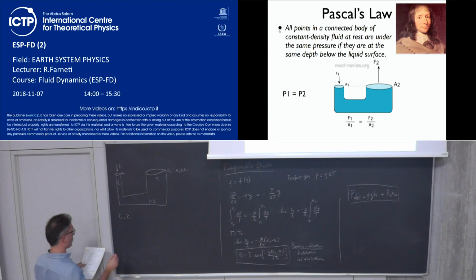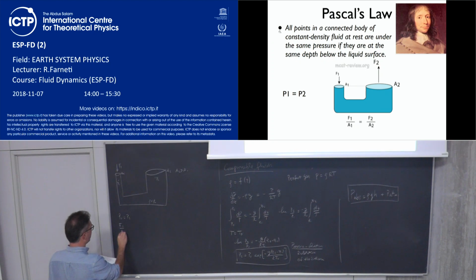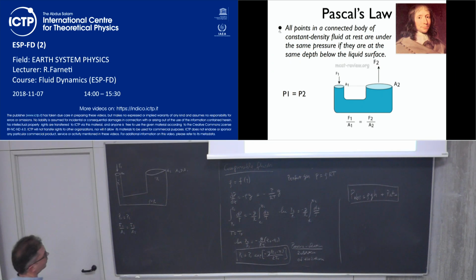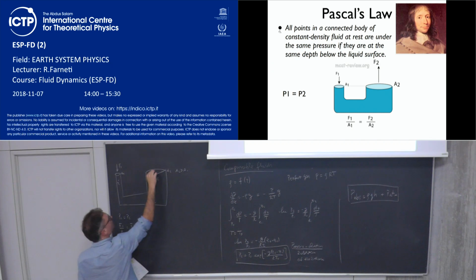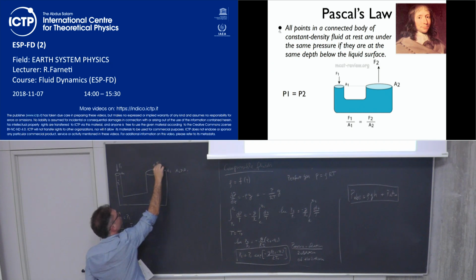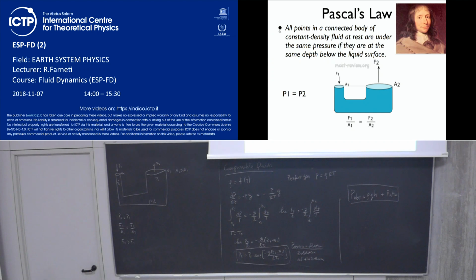So pressure is force per unit area, so we have F1 over A1 equals F2 over A2. Okay? But A2 is larger than A1, so A2 over A1 is larger than 1, so this means that F2 must be larger than F1. F2 is A2 over A1 times F1.